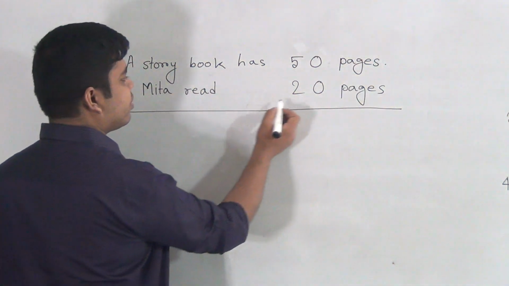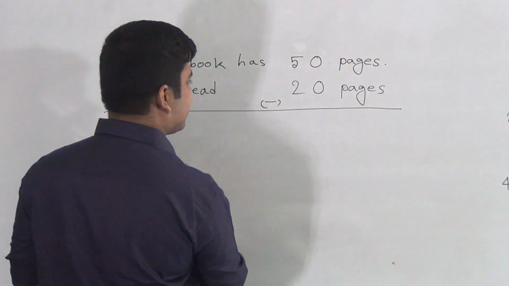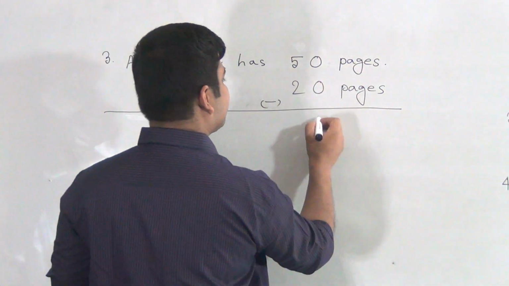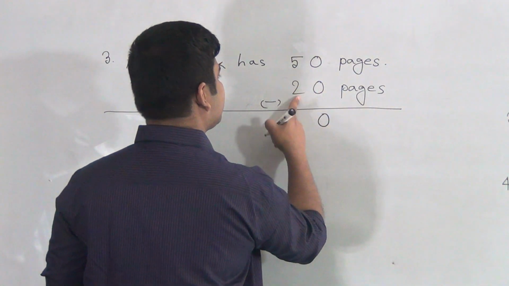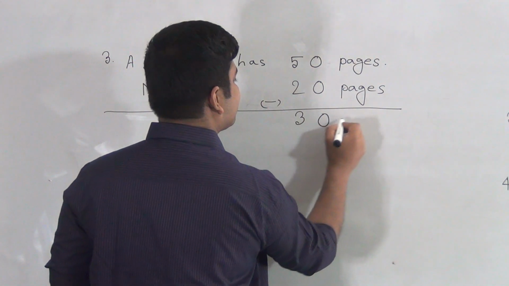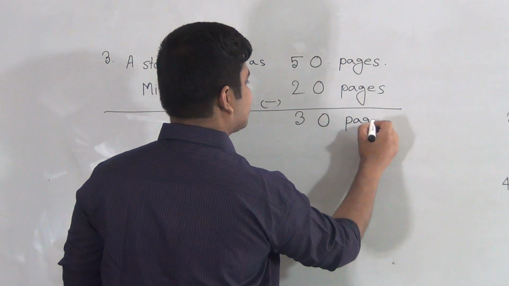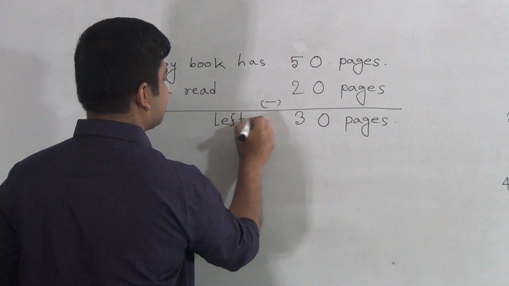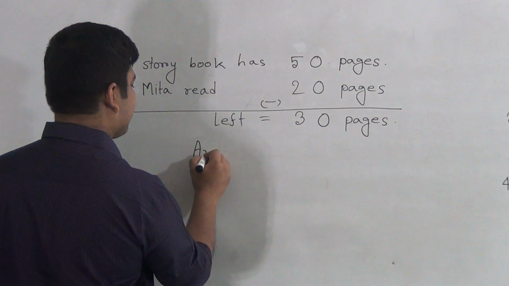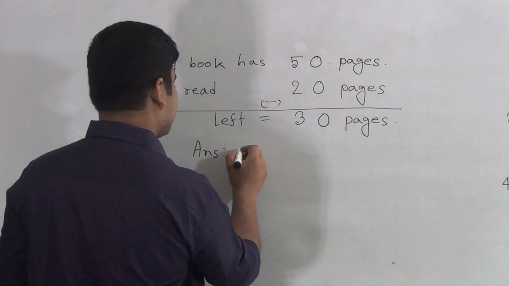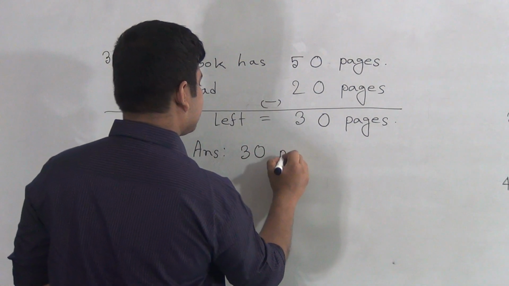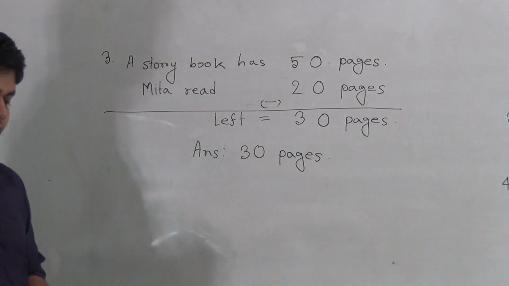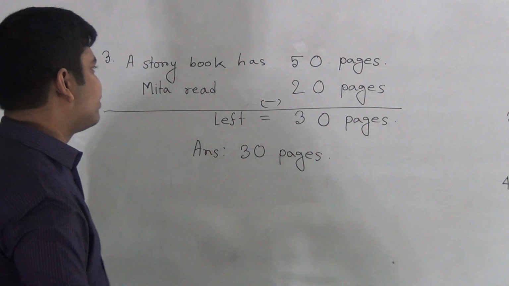Now we do subtraction here. As a result, I give here a minus sign. If I subtract 0 from 0, then 0. If I subtract 2 from 5, then we get 3. So 30 pages left. Now here I write left, and this is the answer. As our solution is done, next we must write the answer. So done.